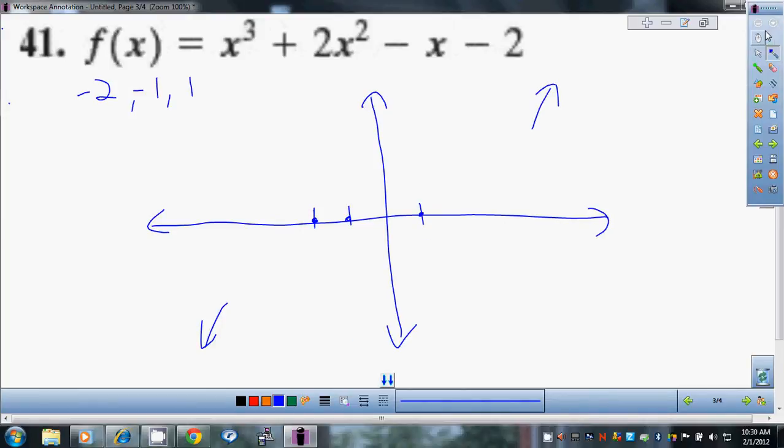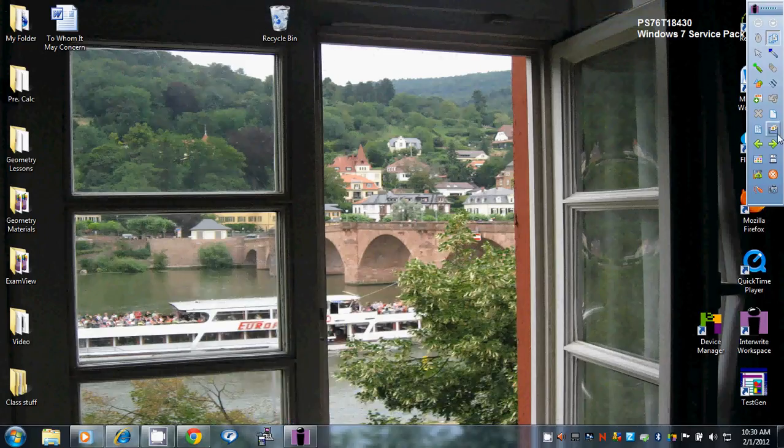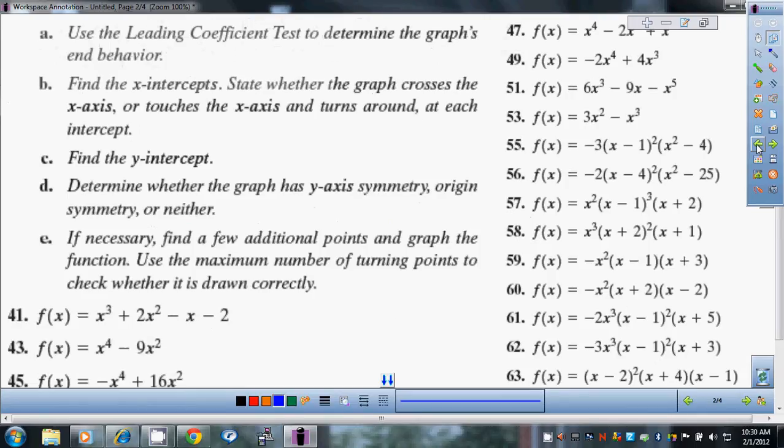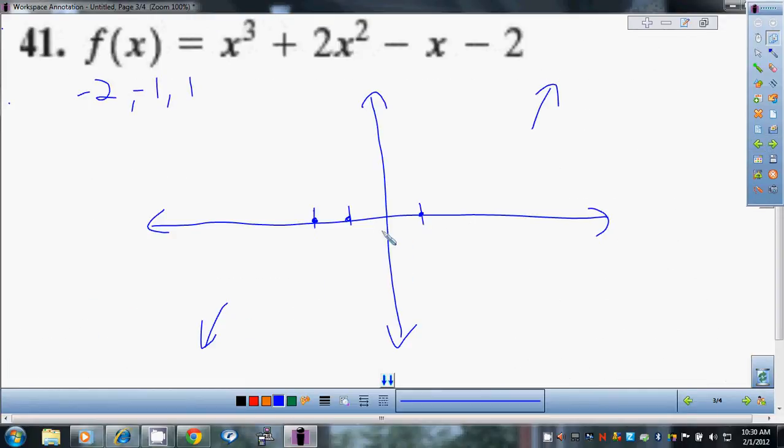Let's see, what else did it say? It said, oops, wrong button. Find the y-intercept. On any function, the y-intercept is just the number without an x. What number doesn't have an x here? -2. So -2 is the y-intercept.